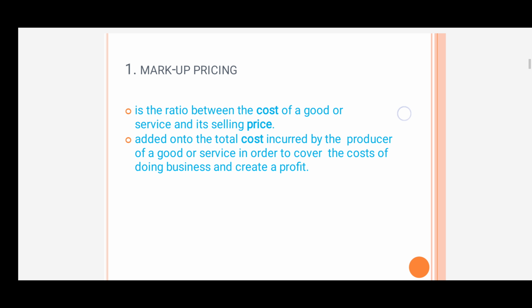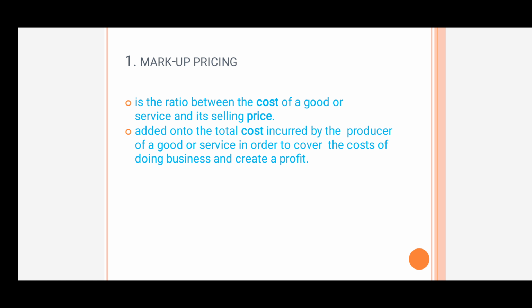The first one is markup pricing. This is the ratio between the cost of a good or service and its selling price. It is the difference between the cost of a particular good or service and its selling price, added to the total cost incurred by the producer of a good or service in order to cover the cost of doing business and create profit.